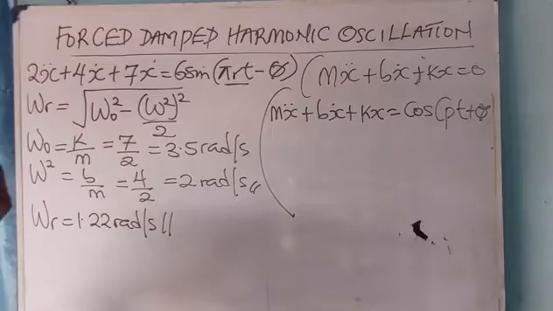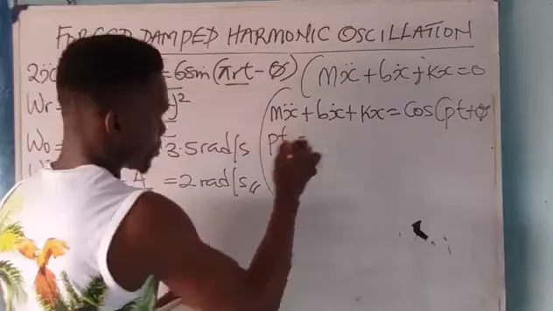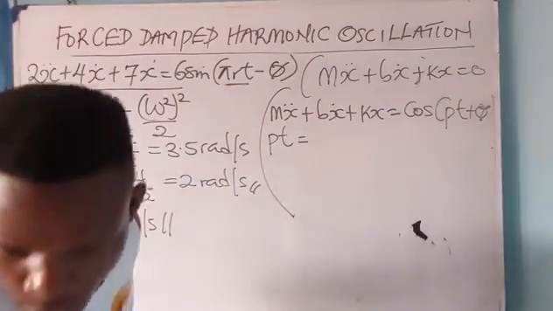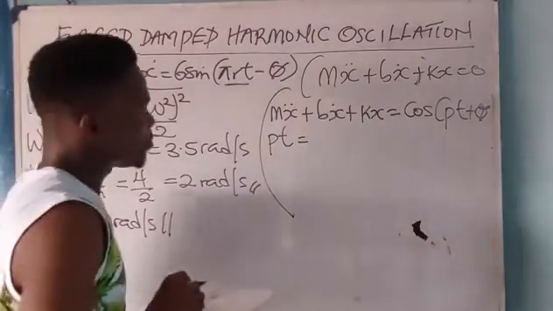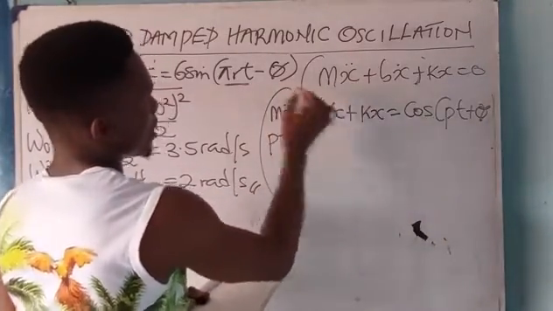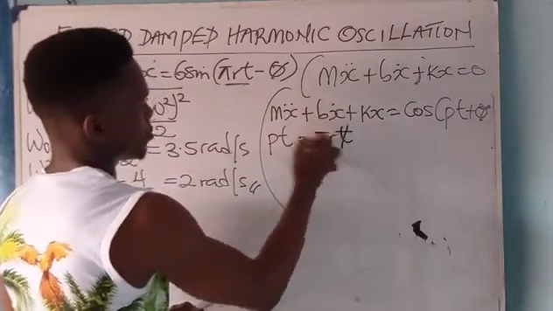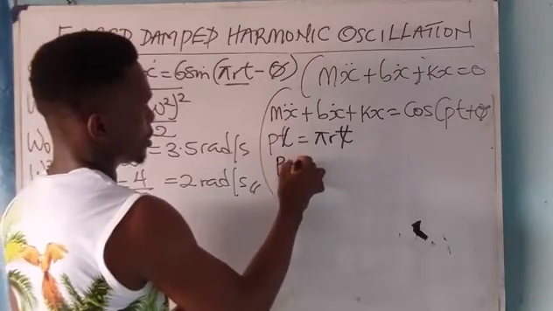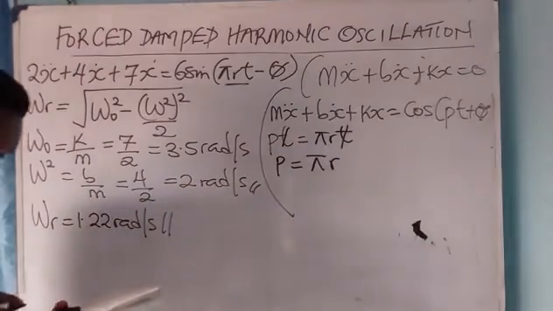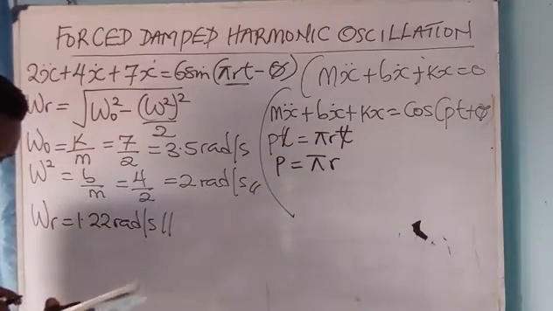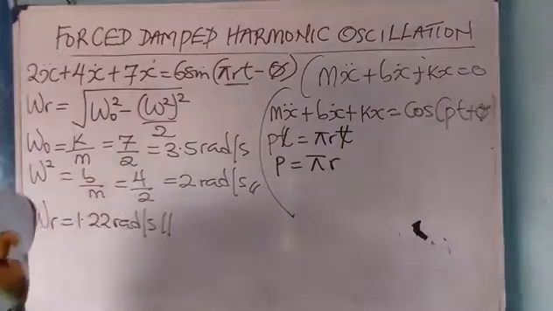In doing that, we'll say pt is equals what we have here, pi r t. I think this t now cancels out this t. I know that p is equals pi r. But they said the parameter r takes the value, so which means we'll make r the subject of the formula.